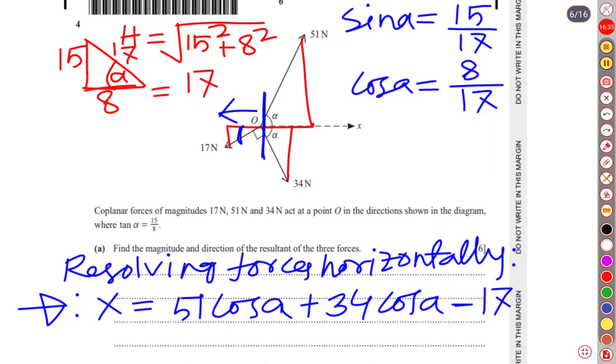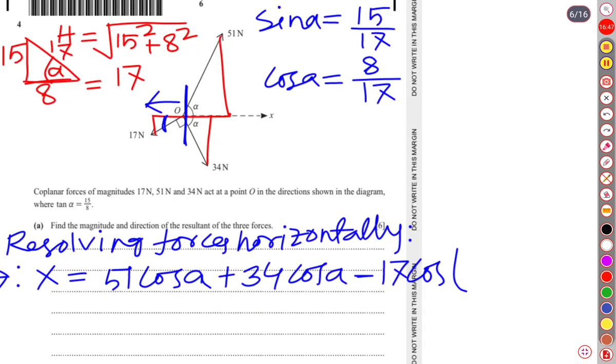So this is 90, and the angle is 90 minus alpha. That means 180 minus 90 minus alpha, so it is 90 minus alpha. Well, after that, now we are going to substitute the values. Already we have obtained cos alpha is 8 over 17.